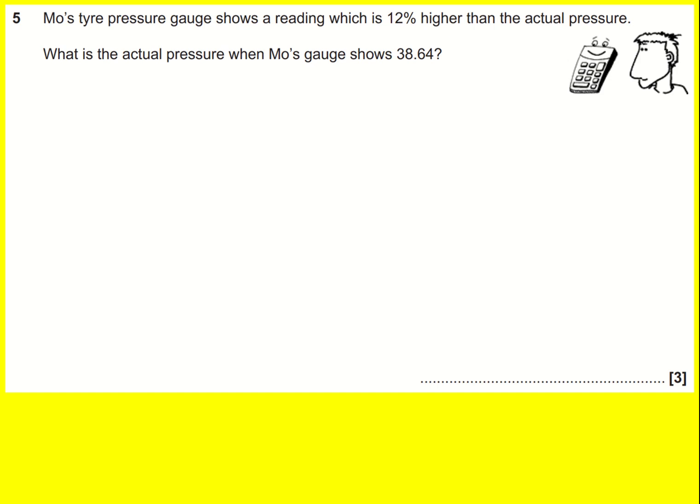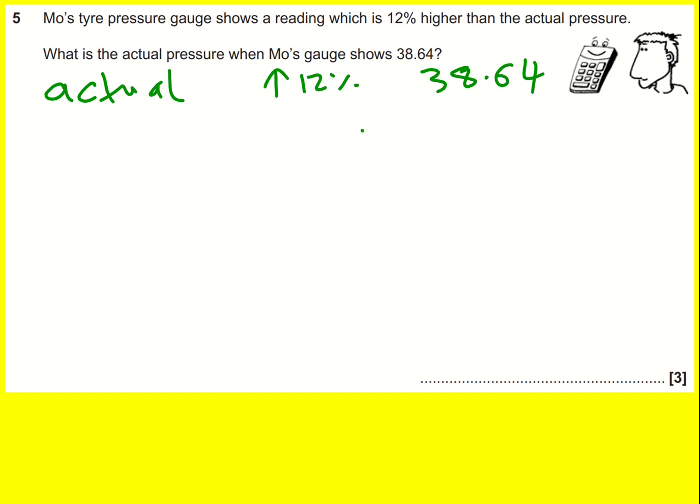So in this question, we have an actual pressure, and then we've got a reading that's 12% more, and that one is 38.64. The first thing to remember is that you can't just decrease that by 12%, because if you increase by, say, 10% and decrease by 10%, you don't get back to the start. The same happens for 12% as well, any percentage, in fact. So, how are we going to deal with this?